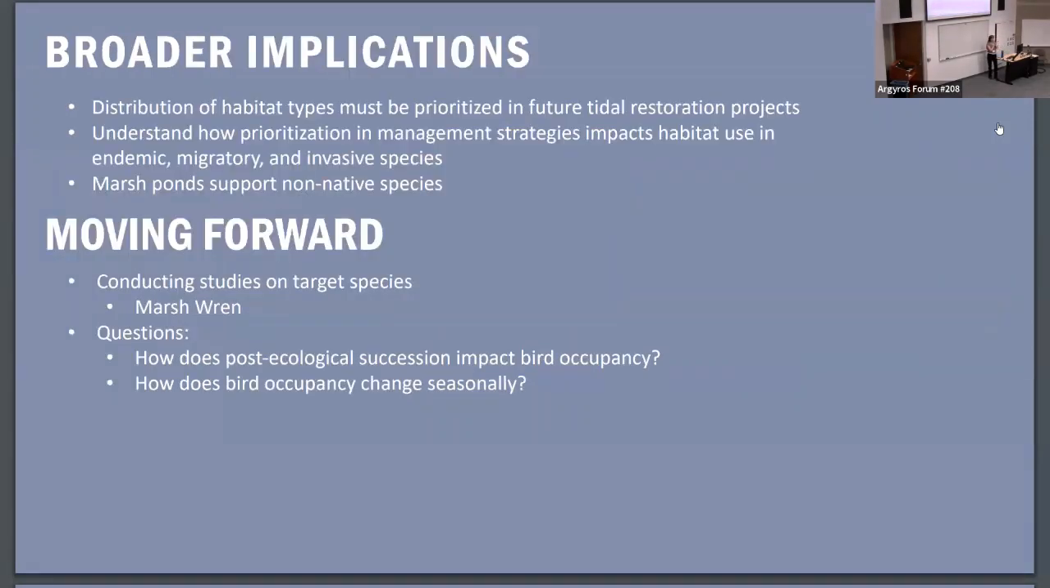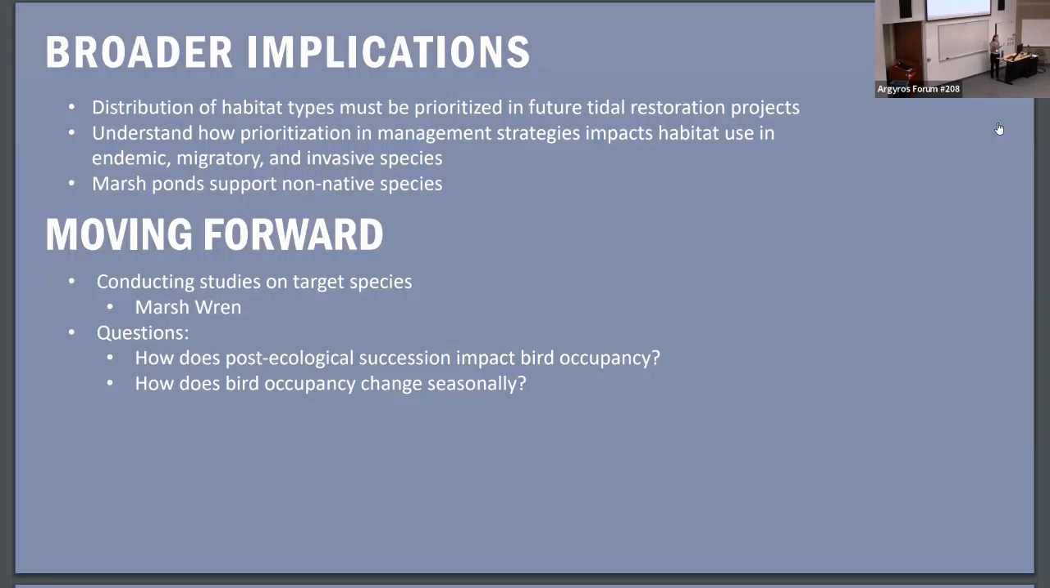And so for broader implications, this data is super, super important because there are a lot of conversations happening right now regarding the management of the marsh, and we are slowly moving our way towards restoring tidal activity into most of the marsh just to help the endangered species. But as this happens, ducks are more prioritized for managed wetlands. So it's kind of a weird dilemma of how do we prioritize and use these spaces to best represent birds as a whole? So the distribution of habitat types must be prioritized in future tidal restoration projects.